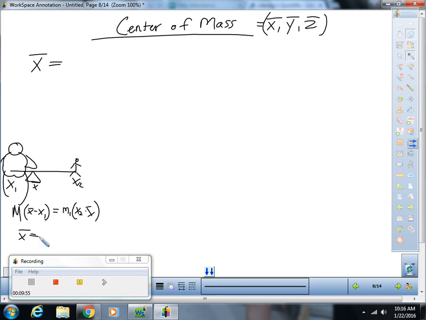And then to find x bar, we ended up doing, well, it was already in the other video. It was basically the sum of the products over the mass. You remember that? All right, so that's what we're doing here.